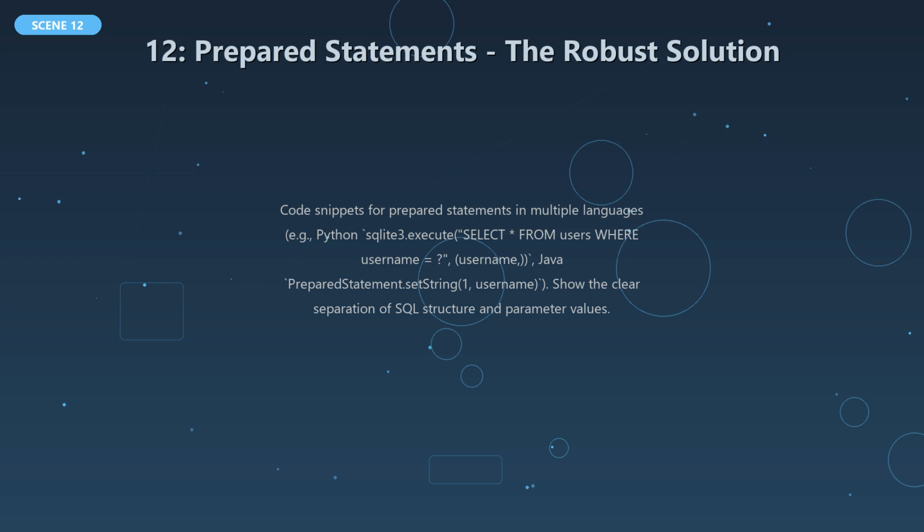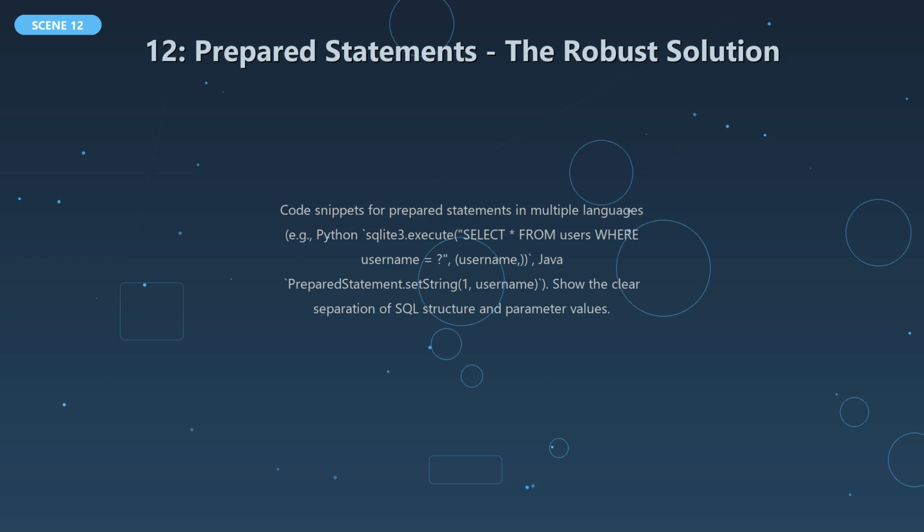Second, the database system parses and compiles this SQL statement template. At this stage, it understands the query structure, syntax, and what parts are meant to receive data. It doesn't yet have the actual user input. Third, the application binds the actual user-supplied values to these placeholders, sending them separately to the database. For our Python example, it would be cursor.execute(SQL, user_category). The database then executes the precompiled statement with the provided data.